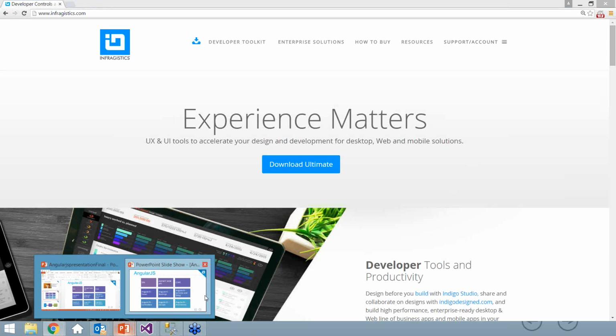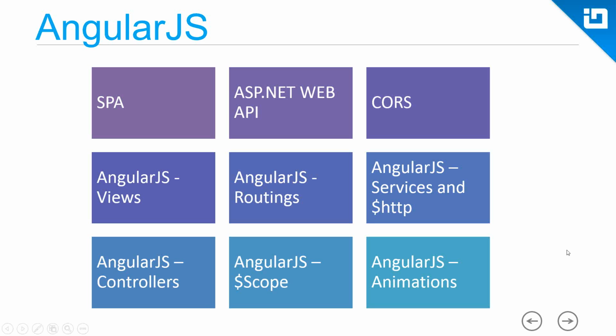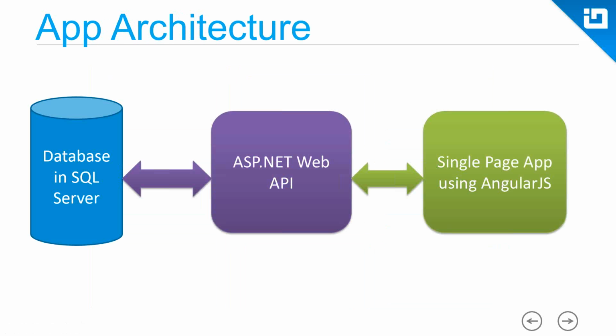All right, I'm not going to bore you with any theory today. I'll be writing code, and I'll show you how you can create a single page application in a step-by-step manner. While creating it today, we will touch upon the topics on your screen: SPA, ASP.NET Web API, CORS, AngularJS views, AngularJS routing, AngularJS services, $http, AngularJS controllers, AngularJS scope, and AngularJS animations. These are the topics we will cover while creating a single page application.